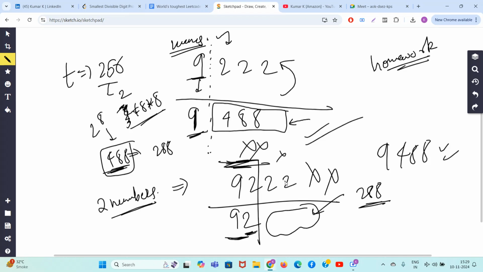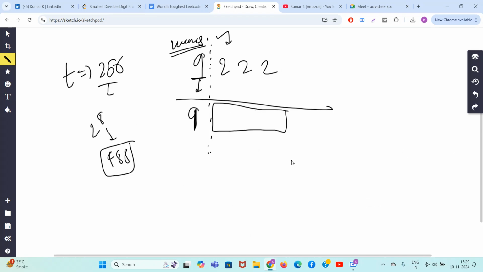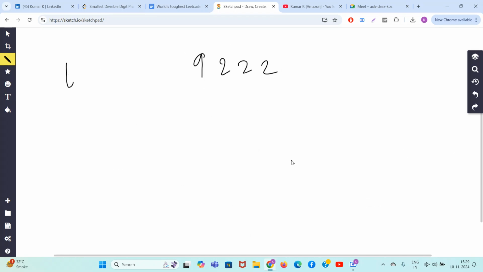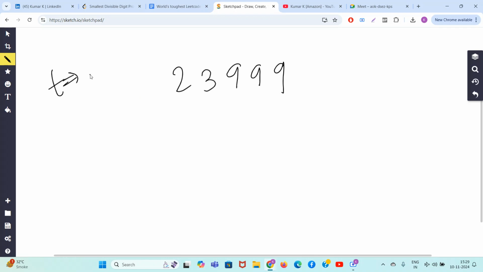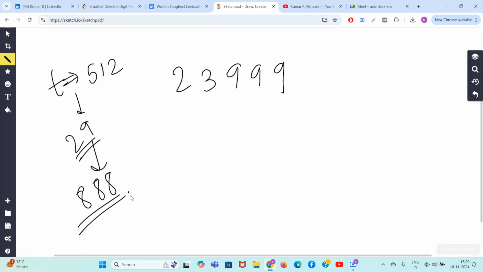Okay, so we have reached the solution. Such a nice problem it is, right? Let's use some more brilliant cases ourselves, right? 2 3 9 9 9. Now let's say t is 512, which is 2 raised to 9, which looks like 888. Okay, is triple eight greater than or equal to num? No, it is not greater than or equal to num.